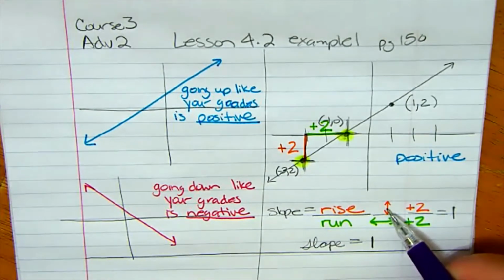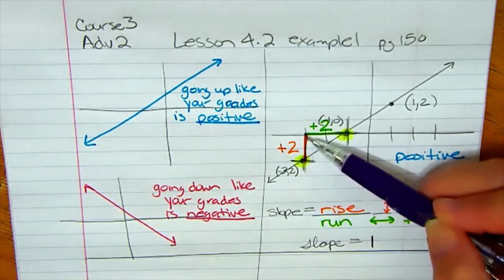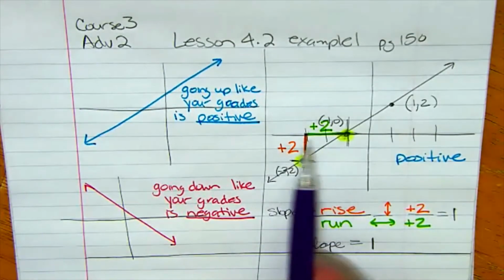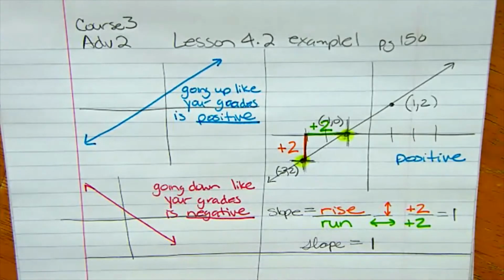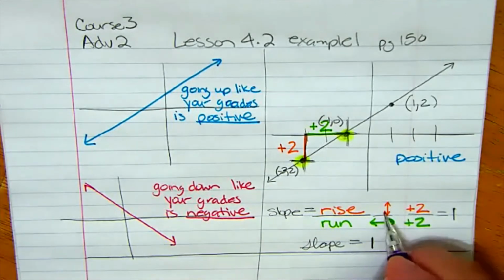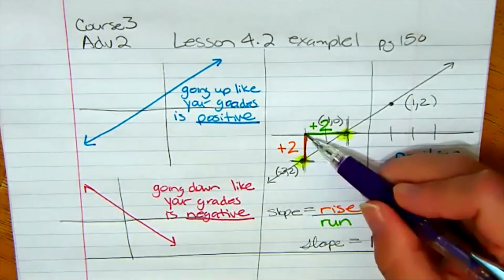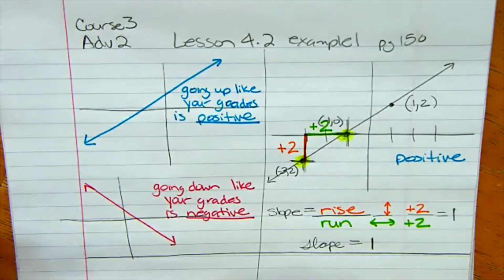So my rise is the up and down. My run is the left and right. And we always, always start with rise. It makes life easier. So if we're going up, it's positive. And if we're going down, it's negative.